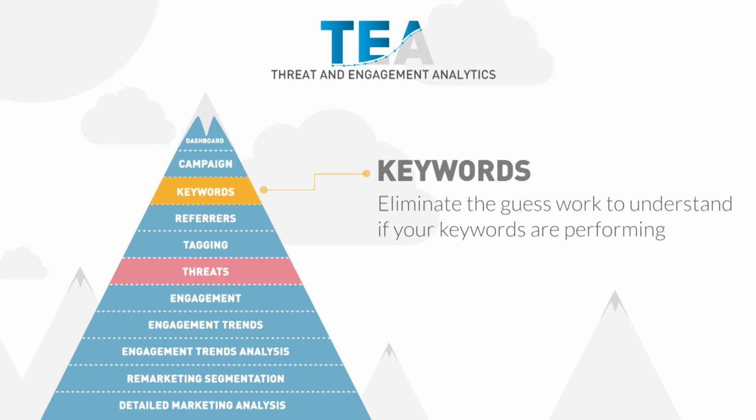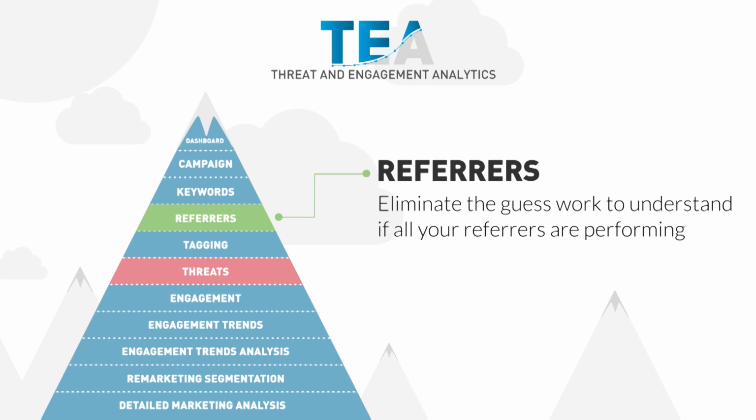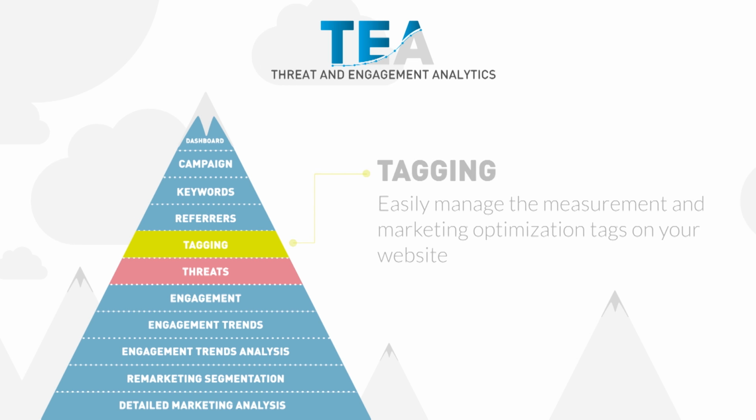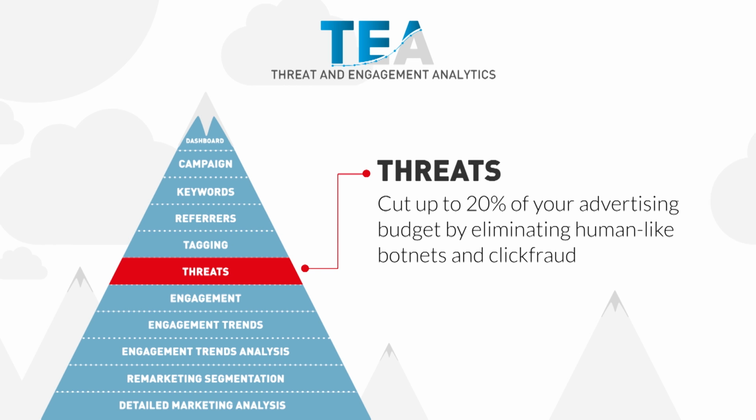What T does differently is we measure threats. So depending on the visitor coming from whatever keyword, we'll know if they're a botnet or if they're someone doing click fraud or if they just don't belong on your website. And by eliminating that traffic, we're able to cut 20% of your online advertising budget.